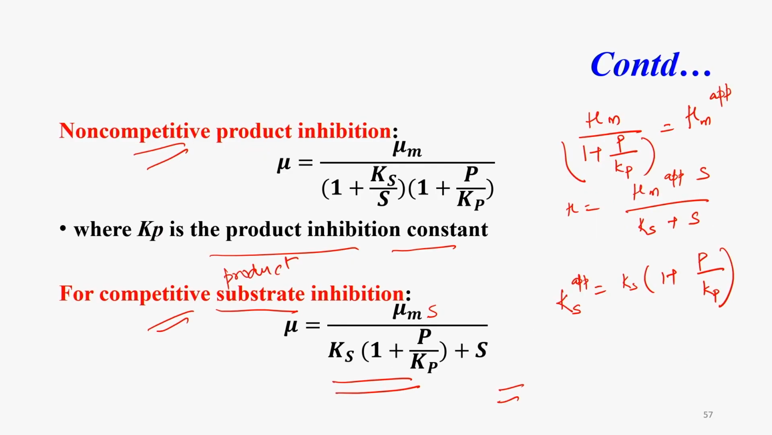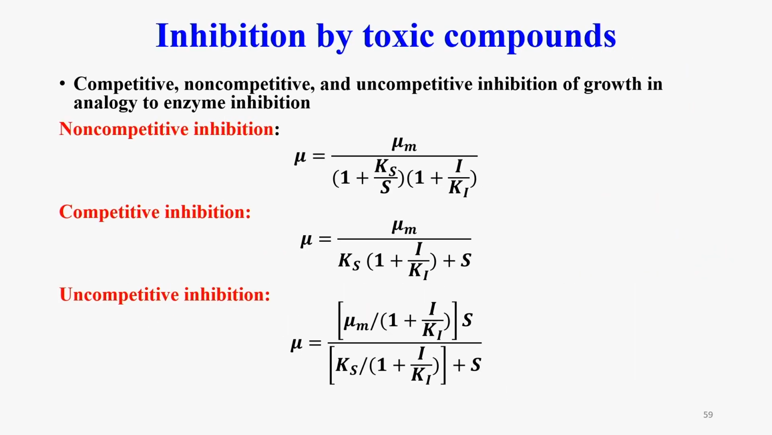What is Kp? Kp is the product inhibition constant. Now, apart from the substrate and product inhibition, inhibition can also be observed by certain byproducts or toxic compounds, and in this case again one can observe competitive, non-competitive and uncompetitive inhibition of growth in analogy to enzyme inhibition.